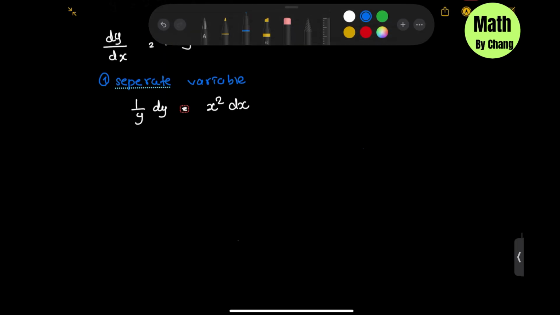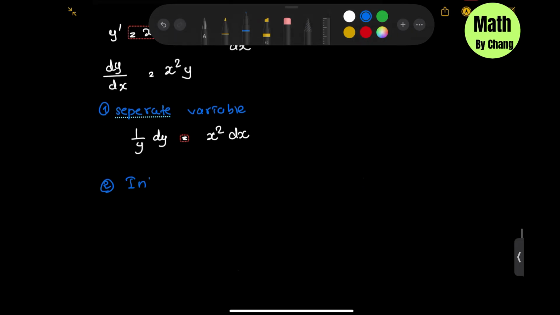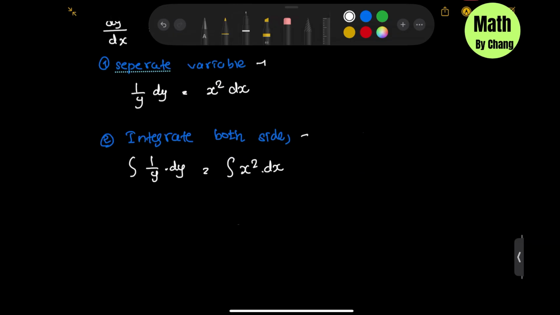And what is the second step? The second step should be to integrate both sides, okay? So I think it is okay to not write those steps, but I just want to make it clearer, so I added those steps. So okay, let's add the integration sign here. Integration of x squared dx, isn't it? So here, what will you get when you integrate 1 over y? We will get ln modulus of y equal to, when you integrate x squared, you will get x cubed over 3 plus c, isn't it?